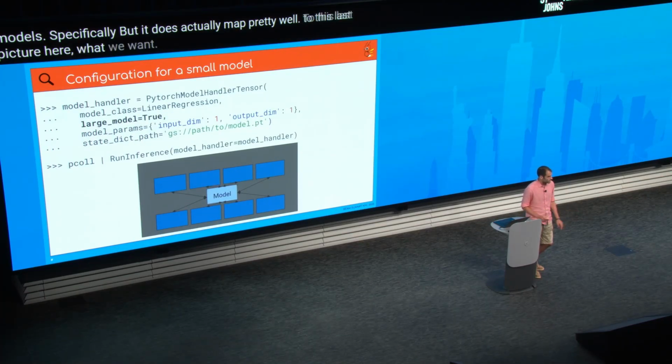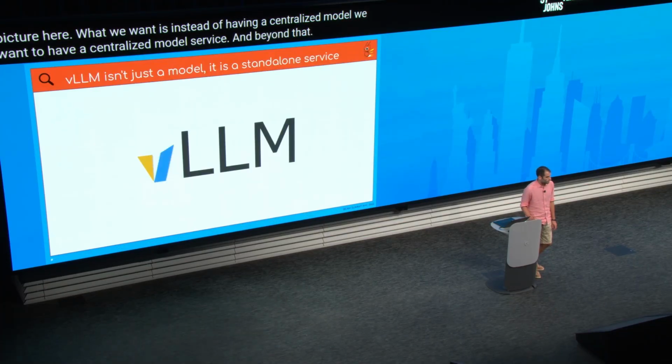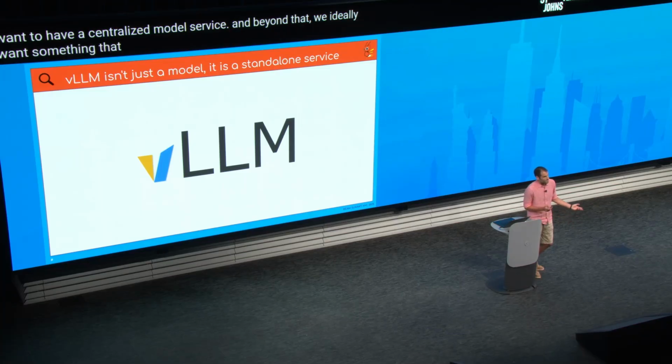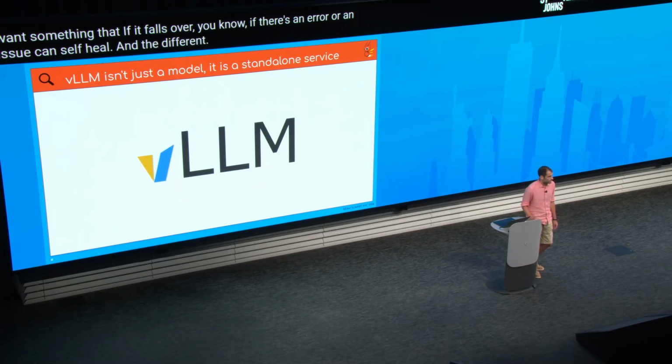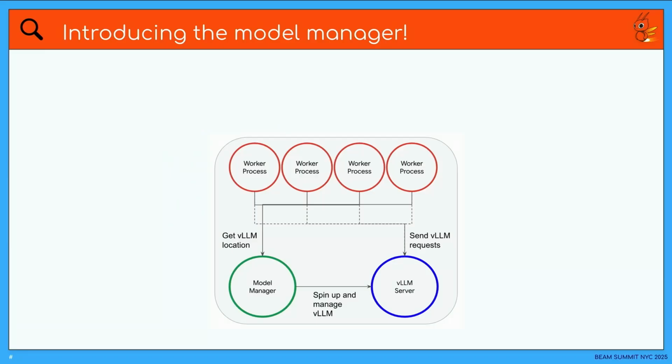What we want is, instead of having a centralized model, we want to have a centralized model service. And beyond that, we ideally want something that, if it falls over, if there's an error or an issue, can self-heal, and the different worker processes can talk to independently. And so that's what we built. We built something called a model manager.